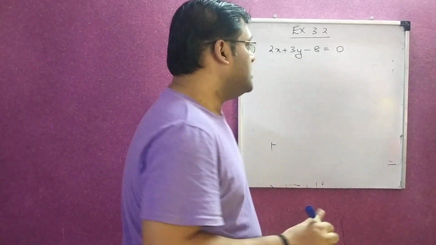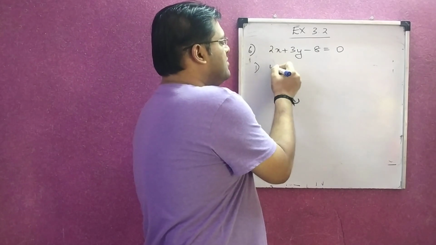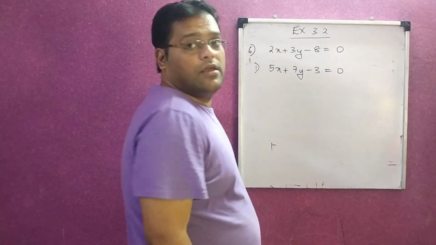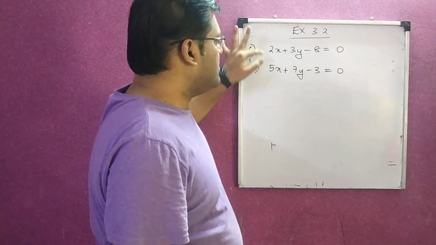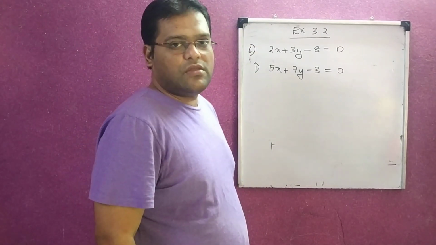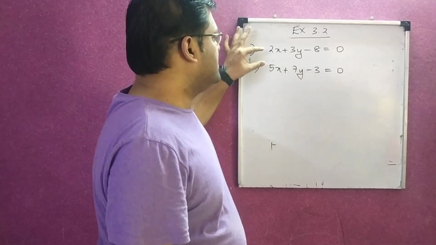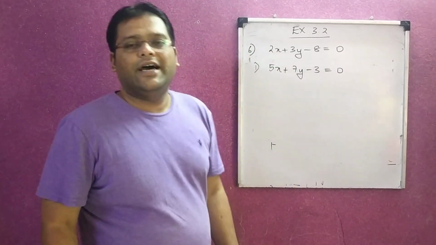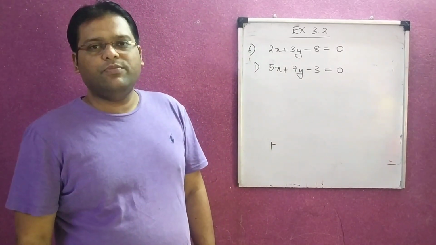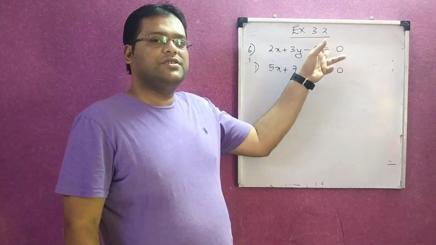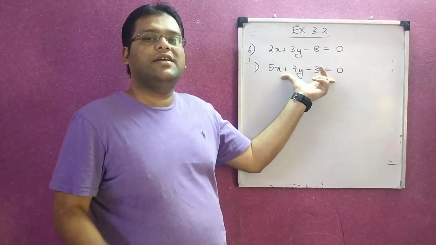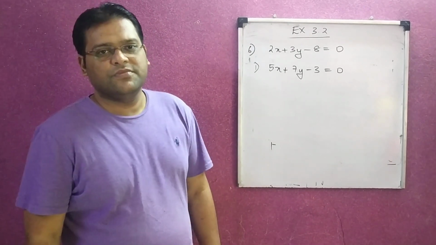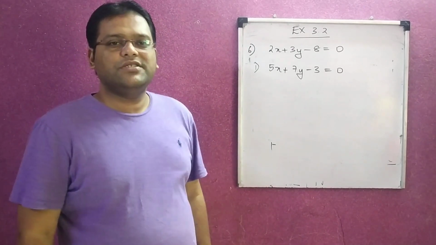So here, for the first part, if I write my equation as 5x plus 7y minus 3 equal to 0, and then I make a pair of the given equation and the next equation, what I see is 2 upon 5 is not equal to 3 upon 7. And since 2 upon 5 is not equal to 3 upon 7, the given equation and the equation I wrote right now will form a pair of intersecting lines. Right? That is over for the first part.